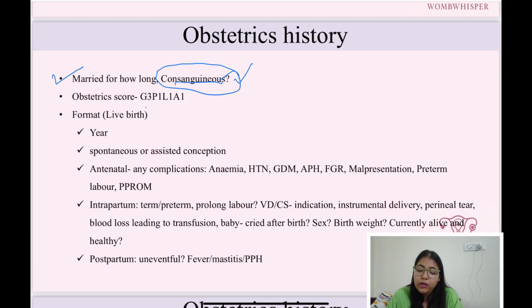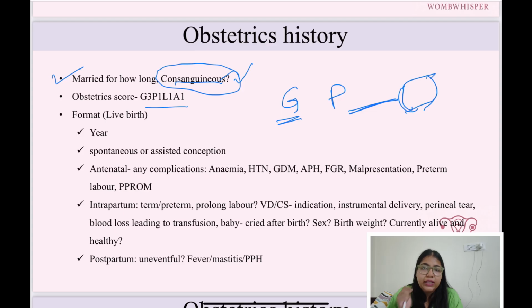You ask about the OBS score, you write it like this, mostly gravida status and then parity status. What is gravida? The number of times the patient has been pregnant, be it ectopic pregnancy, normal intrauterine pregnancy, or abortion also. And parity is the number of times the patient's pregnancy has crossed the period of viability.